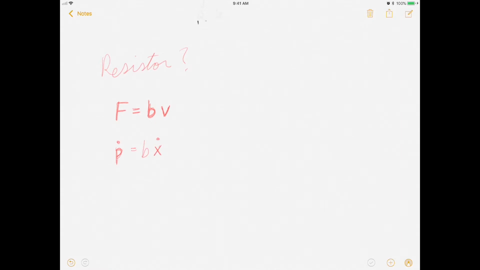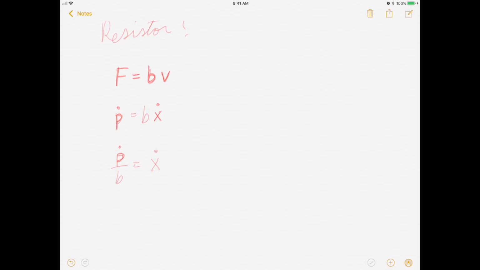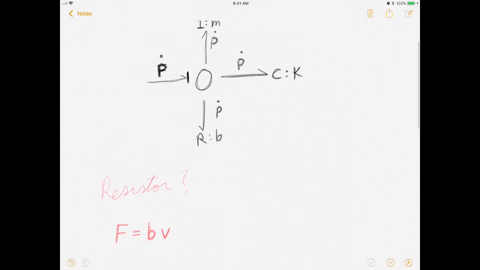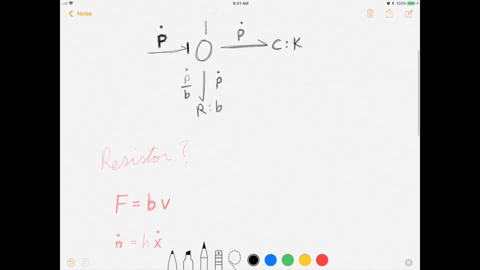Remember the derivatives that we did earlier? And we have to solve for X dot, which is the flow. So what is X dot? Well, X dot is P dot over B, right? So that is our flow, P dot over B right here. So I'm going to effectively put a P dot over B right here, right?